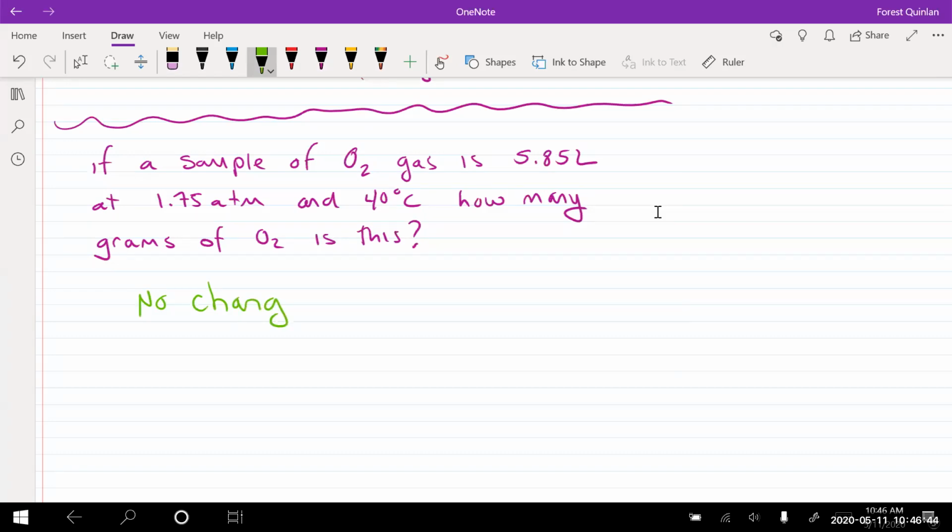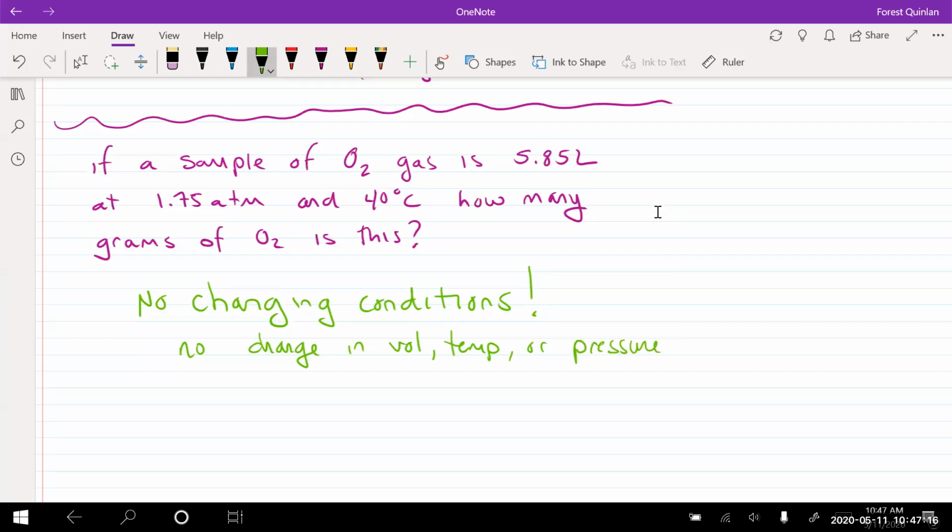Well, do I see two temperatures? No, just one. Two pressures? No. Do I see two volumes? No. I only have one of each. No changing conditions. Good. No change in volume, temperature, or pressure. So if there's no changing conditions here, we are not using the P1 V1 over T1. We are using PV equals nRT.